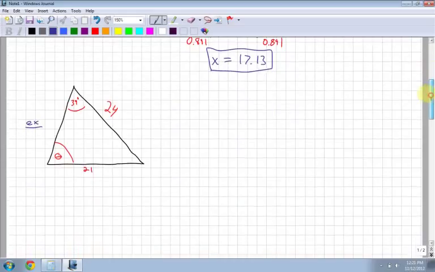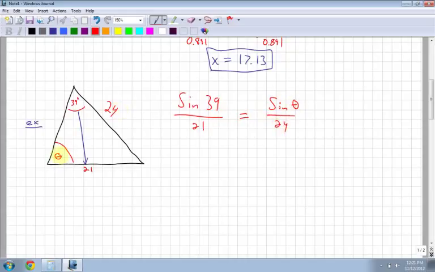Next example I'm going to work through here is, I'm missing an angle this time. Okay, so we set it up the same way. Notice that I don't have any labels here, and it doesn't really matter. All I need to know is that I have an angle up here, and I have a side that's right across from that angle. So I set that up. I say sine of 39 over 21 is equal to sine of theta, which I don't know, over 24, because the 24 is right across from theta.